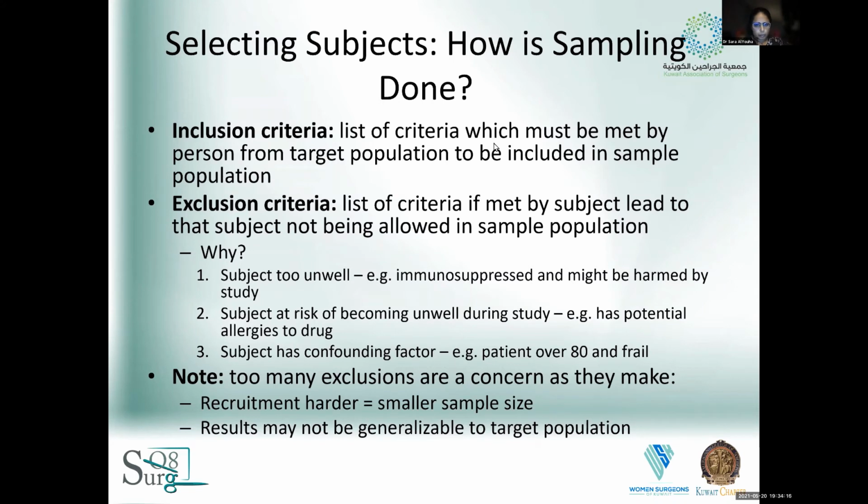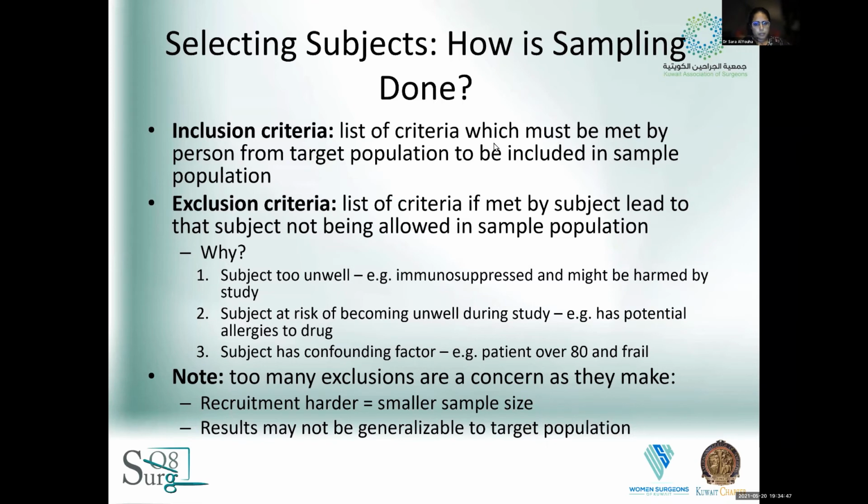Exclusion criteria are very important. It's the list of criteria that if a subject meets, you're not going to allow them in your sample. So why might you even exclude someone? There are three main reasons. One is if the subject is too unwell to even take part in the study. For example, if you're looking at the Pfizer vaccine and you have patients who are severely immunosuppressed, it would be unethical to put them in your study because you might make them sick, okay?